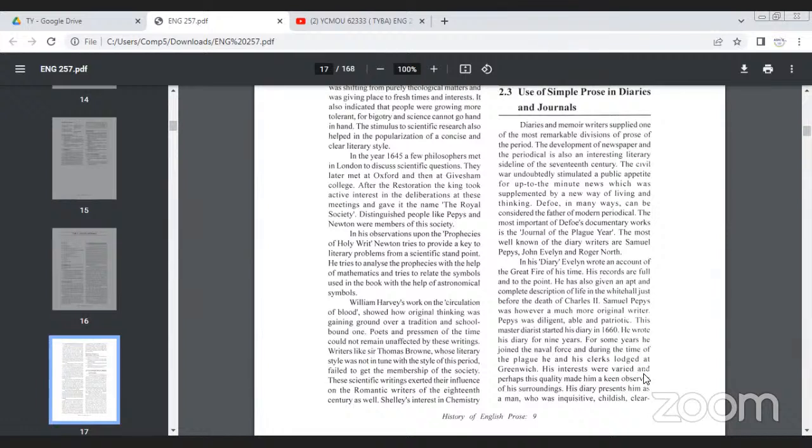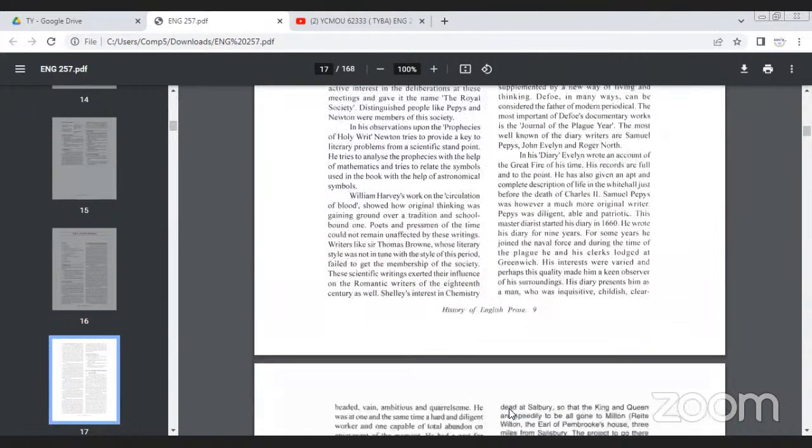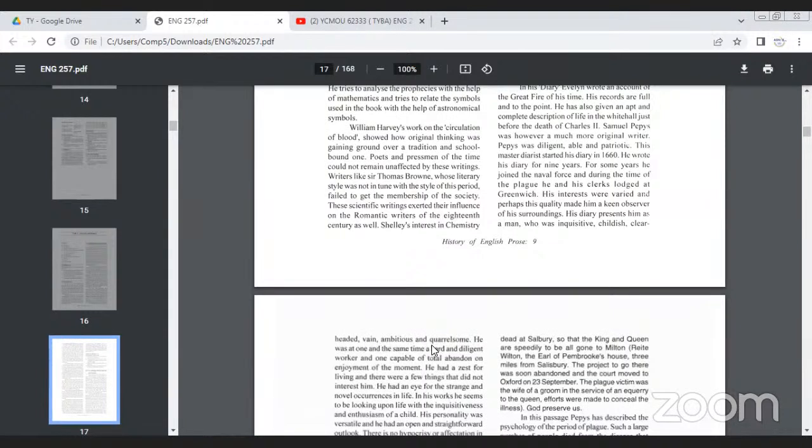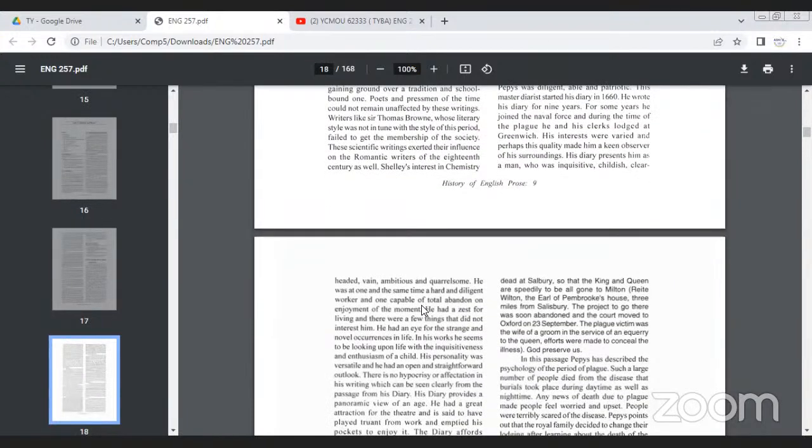His interests were varied, and perhaps his versatility made him a keen observer of his surroundings. His diary presents him as a man who was inquisitive, childish, clear-headed, of vain ambition, and quarrelsome. He was at one and the same time a hard and diligent worker, and one capable of total abandon in enjoyment of the moment. He had a zest for living, and there were few things that did not interest him.